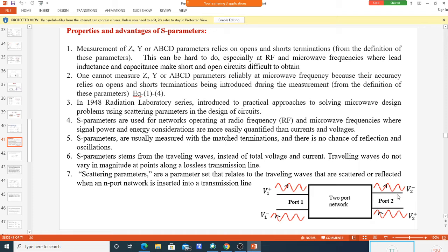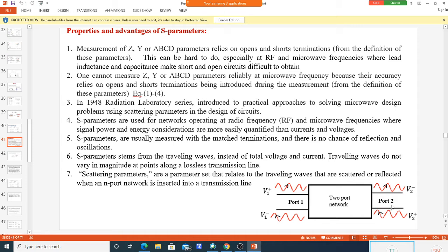Matched termination means the load has an impedance equal to the characteristic impedance of this transmission line, or to the impedance of this network. If we take an impedance here equal to the characteristic impedance of the transmission line, that becomes a matched termination. Then there is no reflection either. You can easily do that matched termination at the output terminal instead of short and open. So that's why it is easy to measure S parameters, because matched terminations are considered.